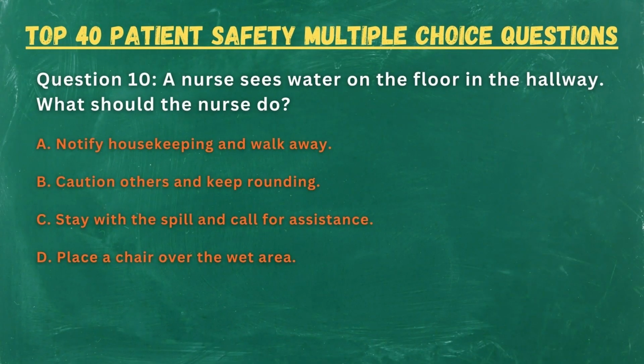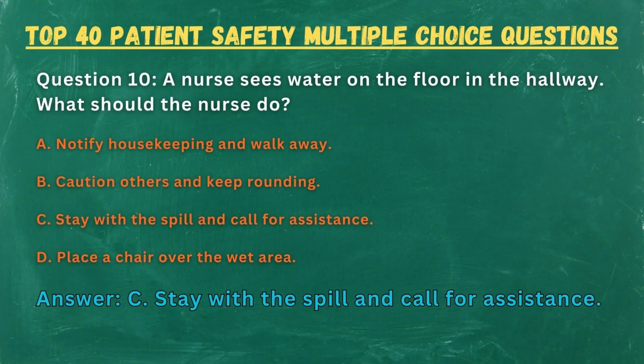Question 10. A nurse sees water on the floor in the hallway. What should the nurse do? A. Notify housekeeping and walk away. B. Caution others and keep rounding. C. Stay with the spill and call for assistance. D. Place a chair over the wet area. Answer. C. Stay with the spill and call for assistance.